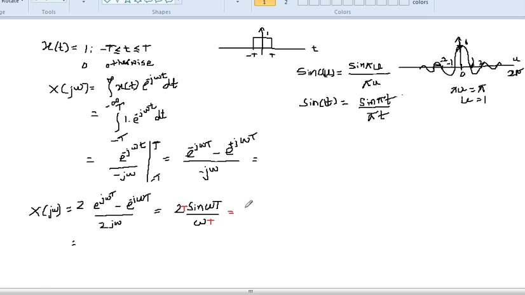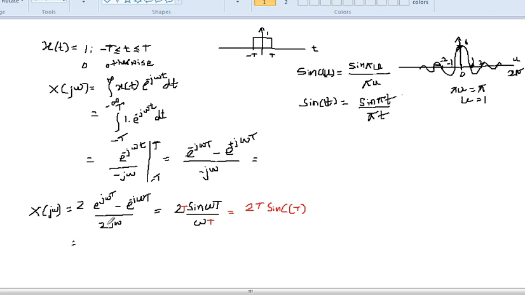Now this can be written as 2 into t, and for this, let's write sinc of omega t. So we write this one as sinc of omega t. And we draw the output of this signal.